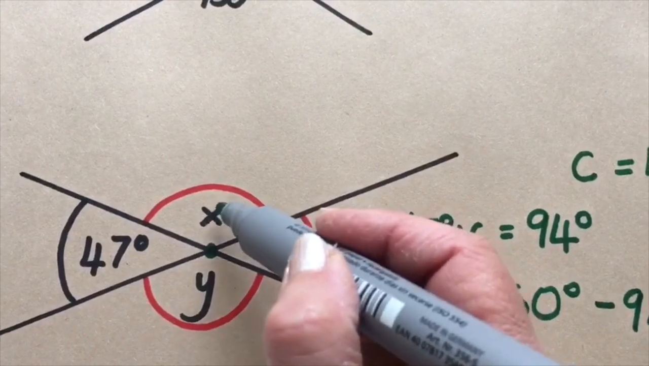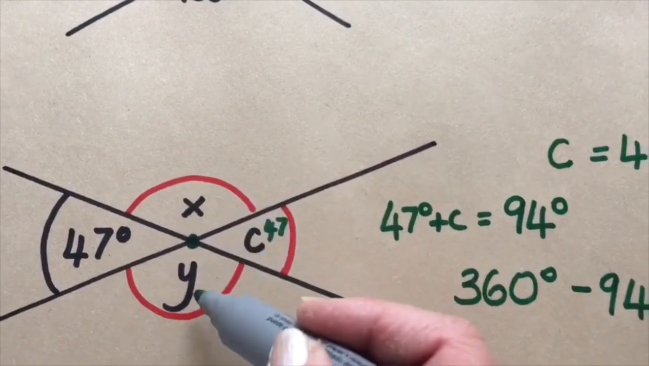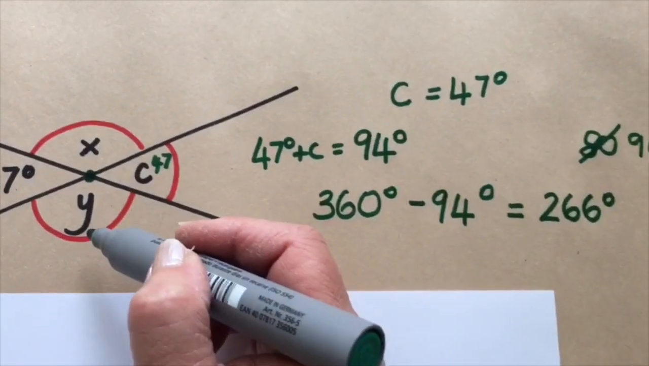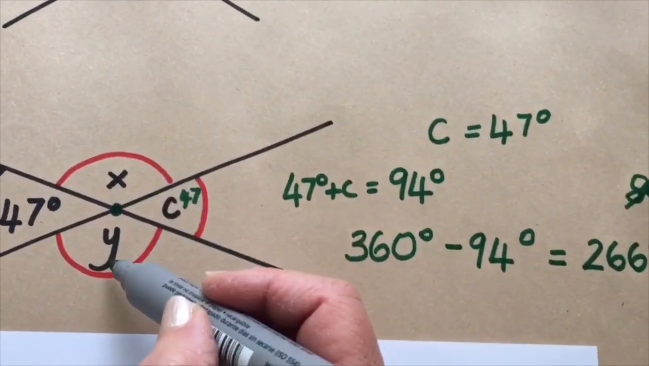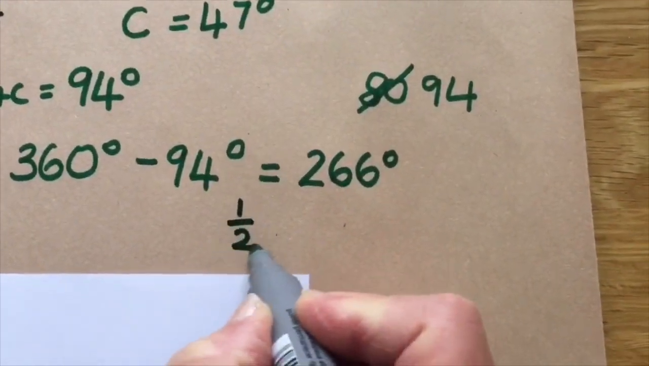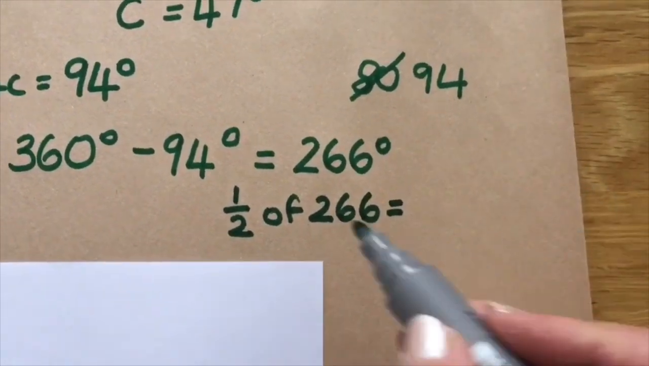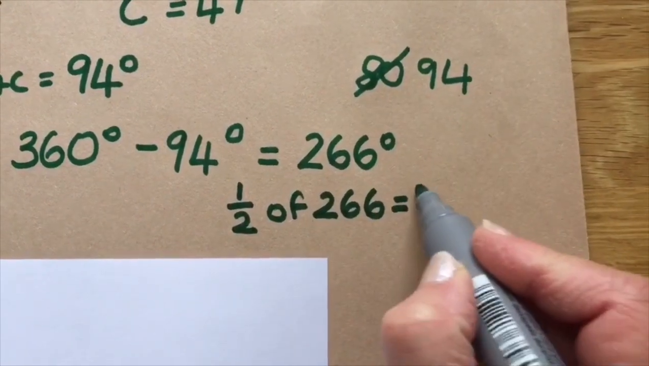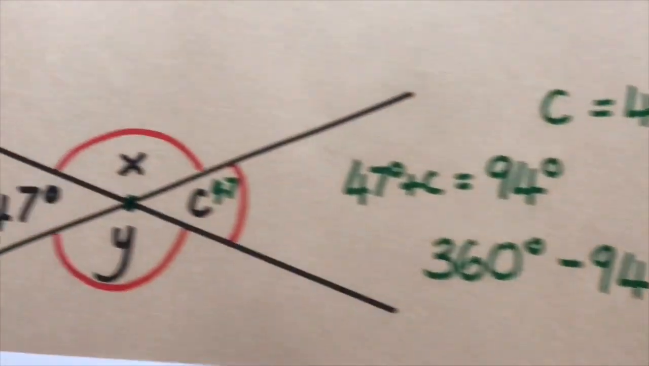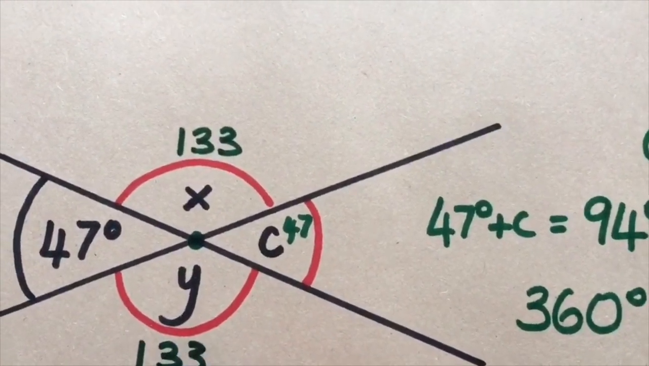But I've got to find out what X and Y both are, what size they are. I know they're equal because they're vertically opposite angles. So half of 266 is going to be the value of X, and half of 266 is going to be the value of Y. Let's have a look what that's going to be. Half of 266. Okay, so half of 200 is 100. Half of 66 is 33. So that tells me that angle X is 133 and angle Y is 133.